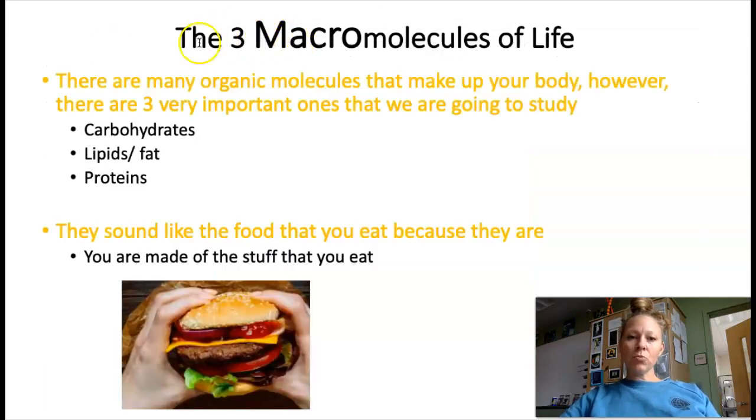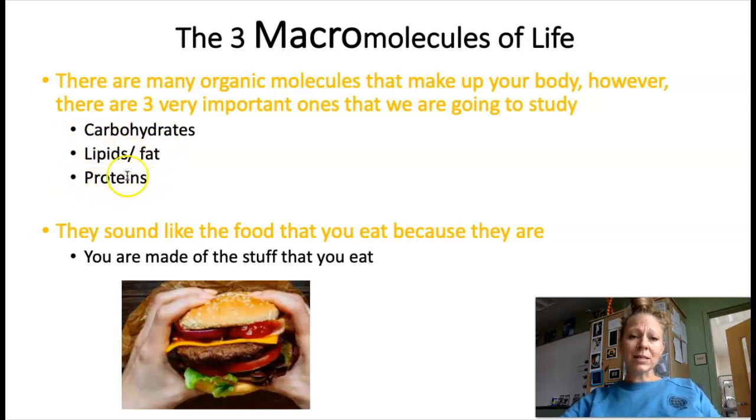So if you see the three macromolecules of life, notice that I wrote macro in big letters. That means that the word macro means large molecules. And so these are the large molecules of life. They're large in that some of them are really big physically, and they're large in the fact that they play a large role in making up pieces of who we are. And so the three that we're talking about are carbohydrates, lipids, which are also known as fats, and proteins.